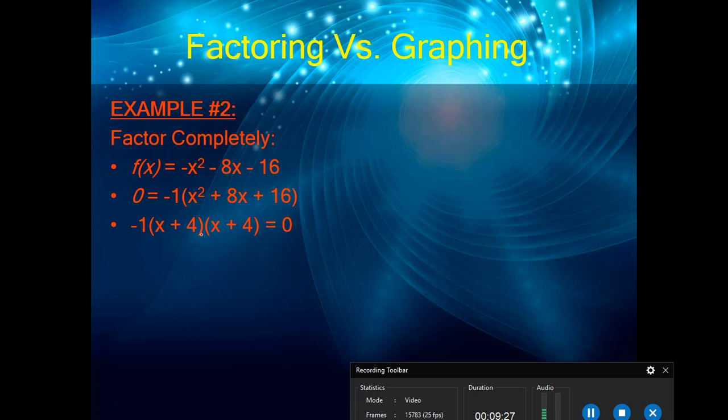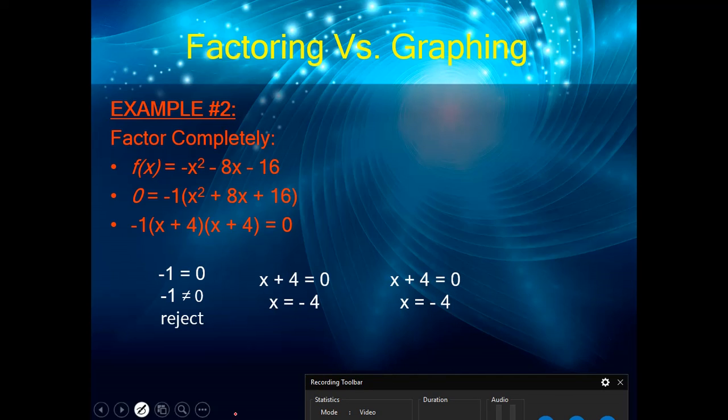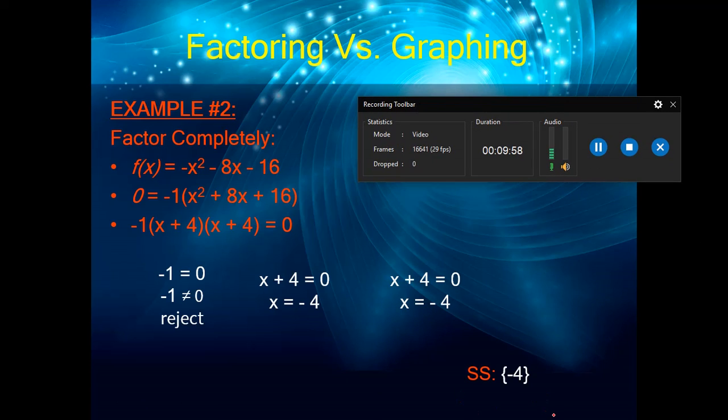So we'll have two binomial factors that are (x + 4), and we have our GCF, which is also a factor of -1. Our first factor gets set equal to 0, and this cannot be true, so this is one that we will reject. We have x + 4 giving me a root at -4, and actually we have a second root at -4. But when we write our solution set, we know we're only going to list that factor once, so we have a solution set of -4. This tells me that when I go to graph my quadratic, it should only cross the x-axis in one spot.